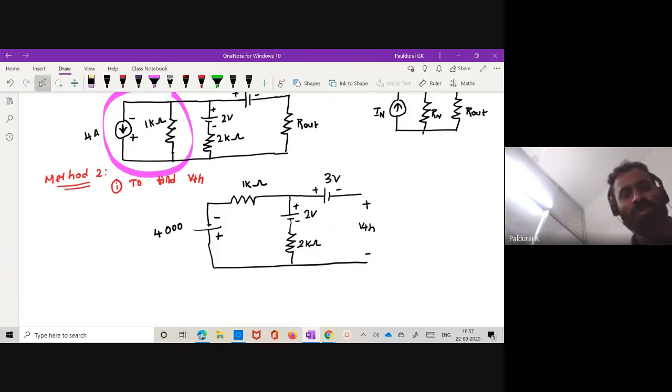Yes, only in method 2. But anyhow, simple application of KVL will give you the answer. So what is VTH? What is the formula to calculate VTH? Since it is open, is there any current that will flow? No. But what is VTH?